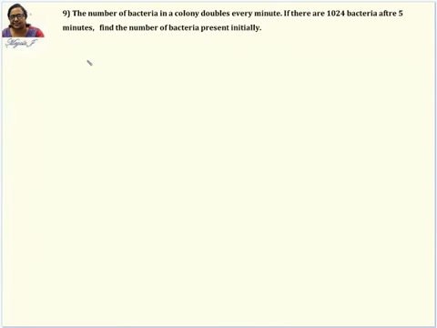The number of bacteria in a colony doubles every minute. If there are 1024 bacteria after 5 minutes, find the number of bacteria present initially. So you have to find the initial value. How will you do this? Different approaches are there. You can just try one. At least I want your idea of what you are supposed to do here. Now the answer, please.